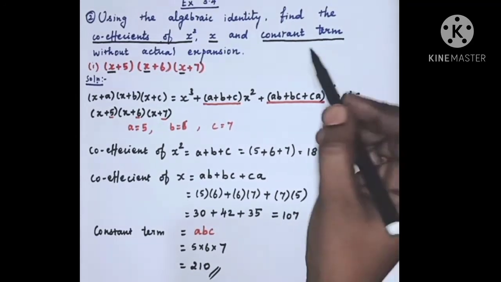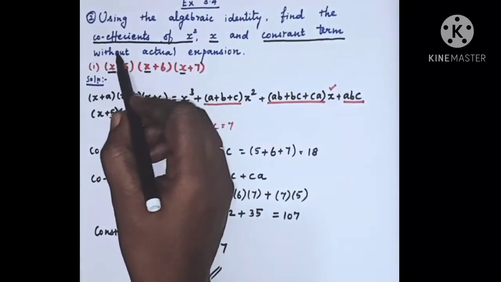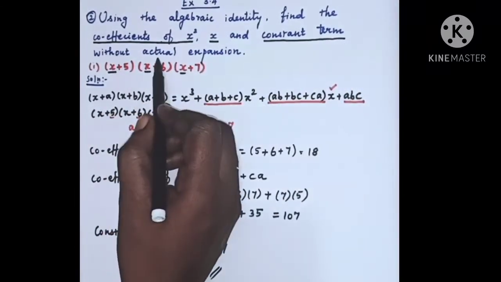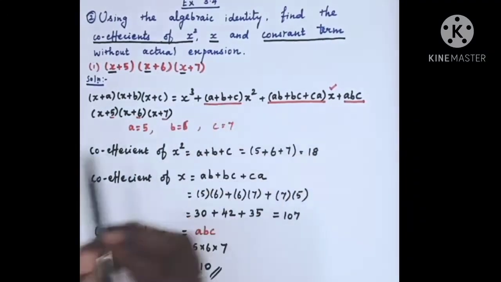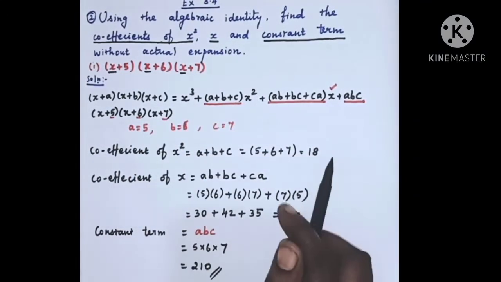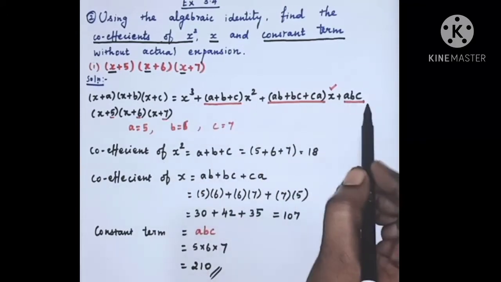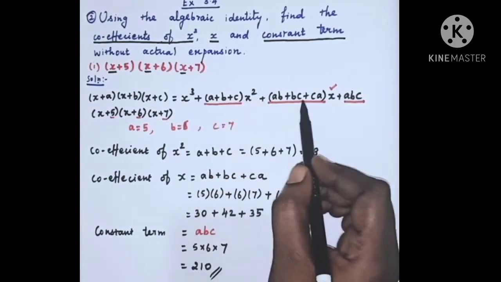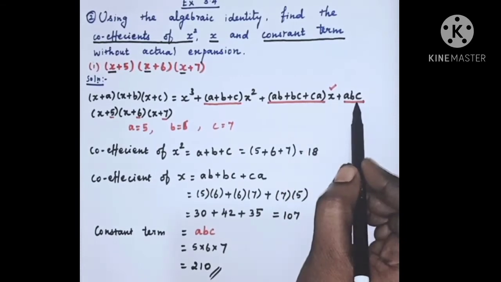So here in the sum they are asking to find the coefficient of x square, x and constant term without actual expansion. So we need not find the identity fully. Just we have to find the coefficient of x square, the coefficient of x and the constant term.